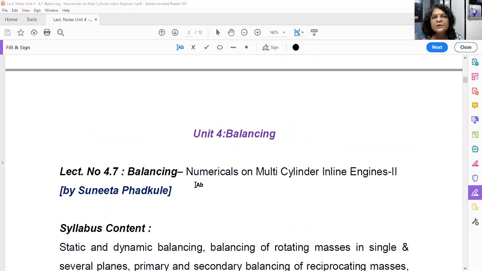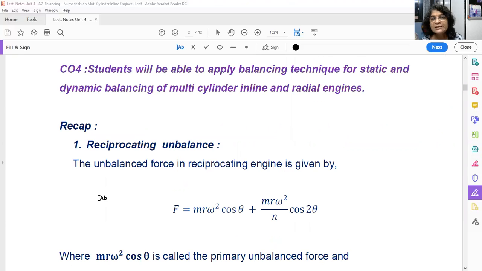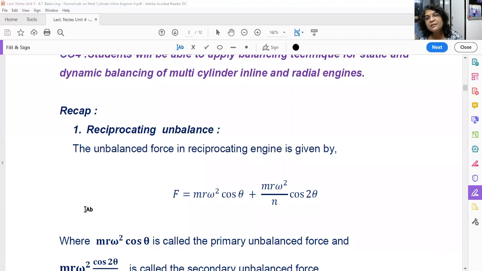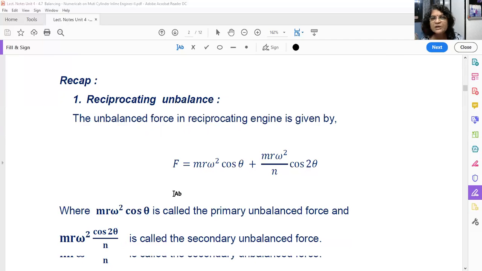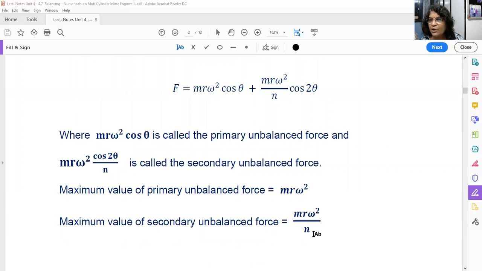Okay. So this is the syllabus content. Here we are balancing in multi-cylinder inline engines. Now let us see the recap. What we have learned in theory in unbalance. Specifically in reciprocating unbalance, we have seen that unbalanced force is given by 2 components, primary force and secondary force. Okay, so primary force maximum magnitude is mr omega square and secondary force maximum magnitude is mr omega square upon n, and we are always interested to find out the maximum force.